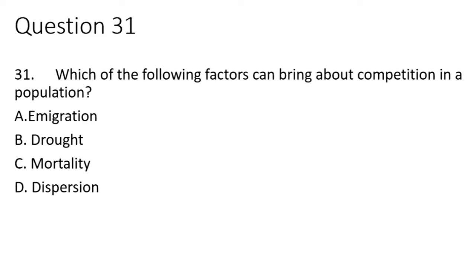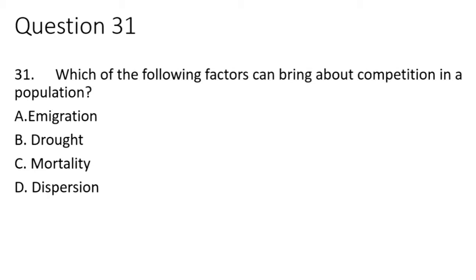Following factors can bring about competition in a population? A. Emigration. Emigration has to do with organisms migrating out, moving out of that environment. So if they are moving out, there's no room for competition again. More resources will be made available for the ones left behind.